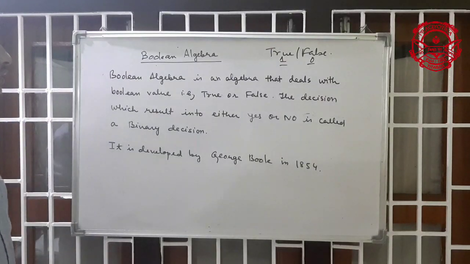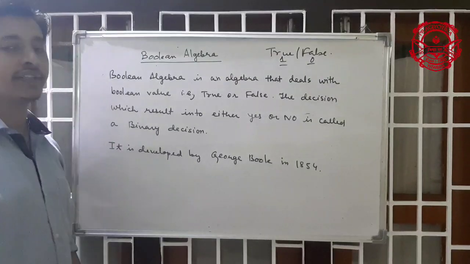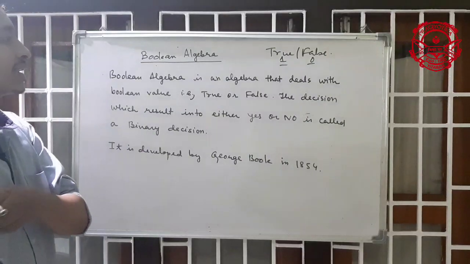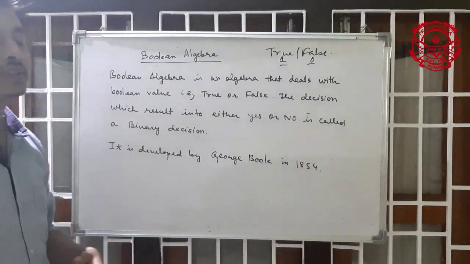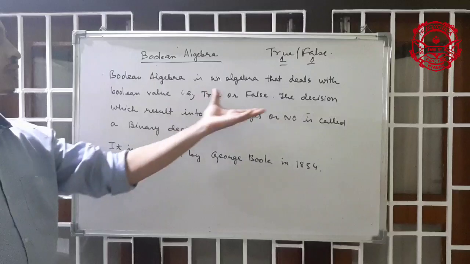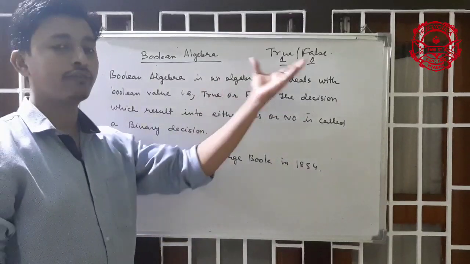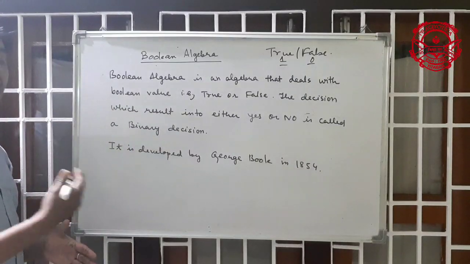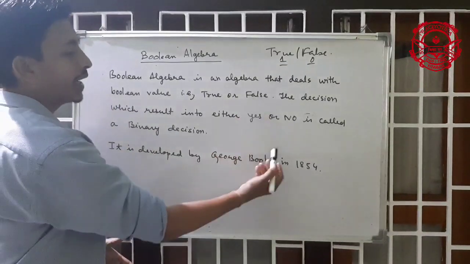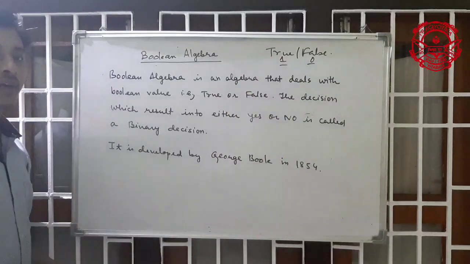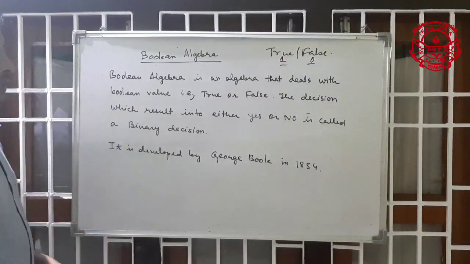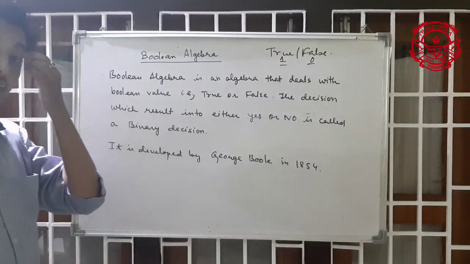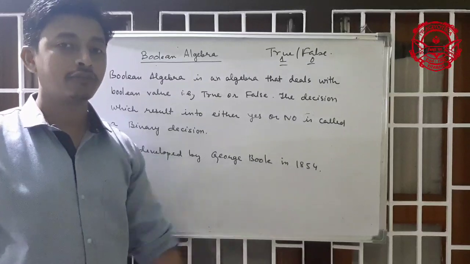The decision which results in either yes or no is called a binary decision. Okay, first of all you have to know what is actually Boolean algebra. Boolean algebra is an algebra that deals with Boolean values, meaning true or false. True means 1 and false means 0. And the decisions which result in either yes or no, yes means true and no means false, are called binary decisions. It was developed by George Boole in 1854.